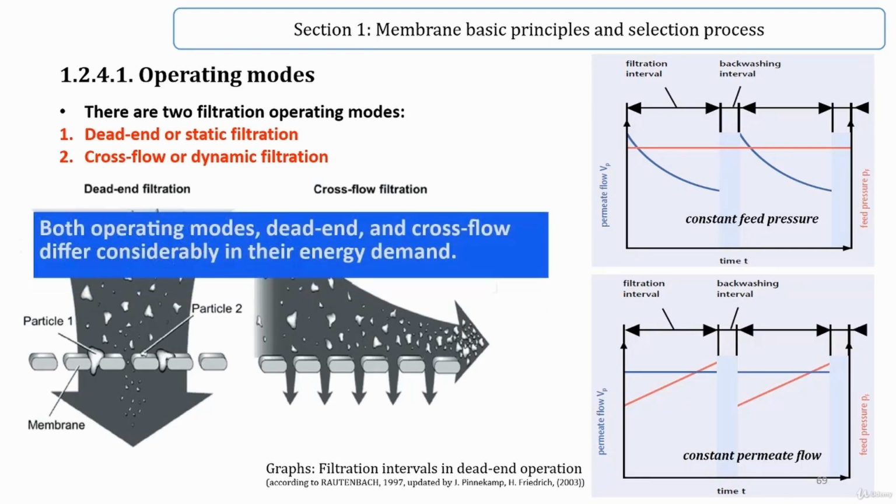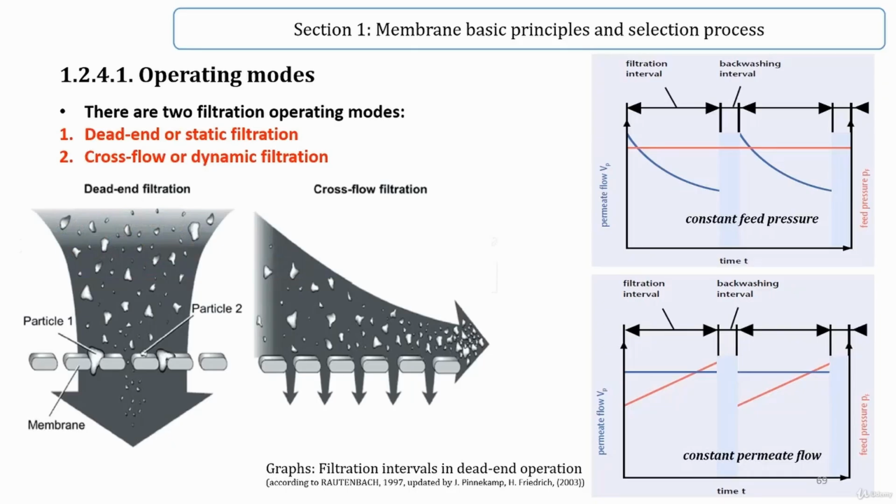Both operating modes, dead-end and crossflow, differ considerably in their energy demand. Pure cross-flow processes need between 2 to 10 kWh per cubic meter for microfiltration and ultrafiltration, or between 0.5 to 5 kWh per cubic meter for nanofiltration and reverse osmosis, while pure dead-end processes operate only with an energy consumption of between 0.1 to 0.3 kilowatt hours per cubic meter.